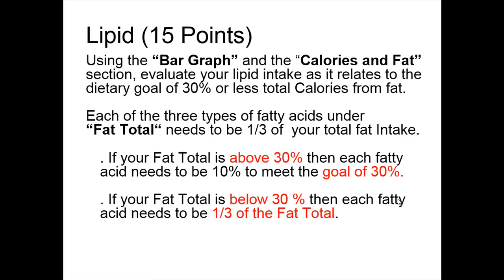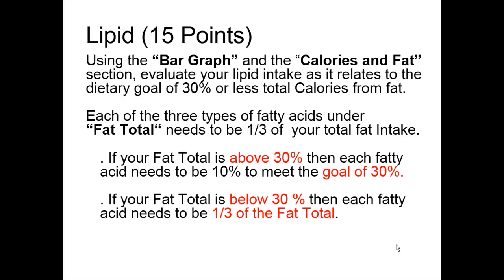Now let's go into the lipids. The lipids, our goal is to be 30% or below with lipids. If your fat total is above 30%, and we will see this when we go to the calories and fat page, then you need to reduce these down to being 10% each. What we want to do is have all of your different fatty acids, basically your saturated, your monounsaturated, your polyunsaturated, 1/3 of your total intake.